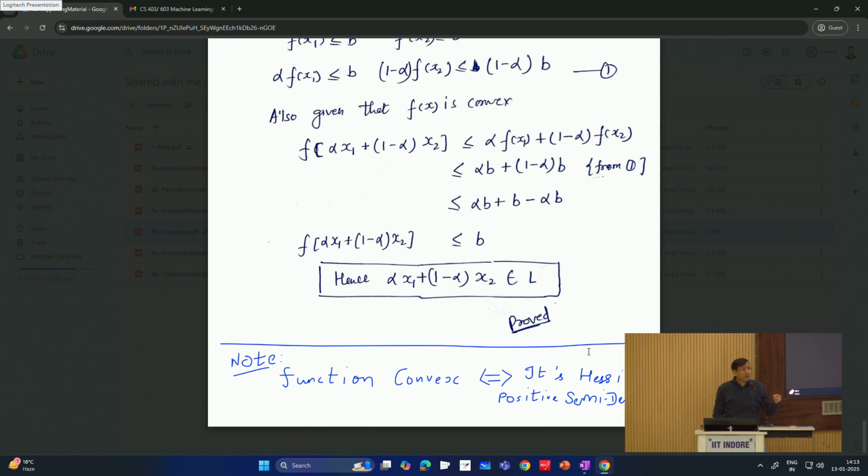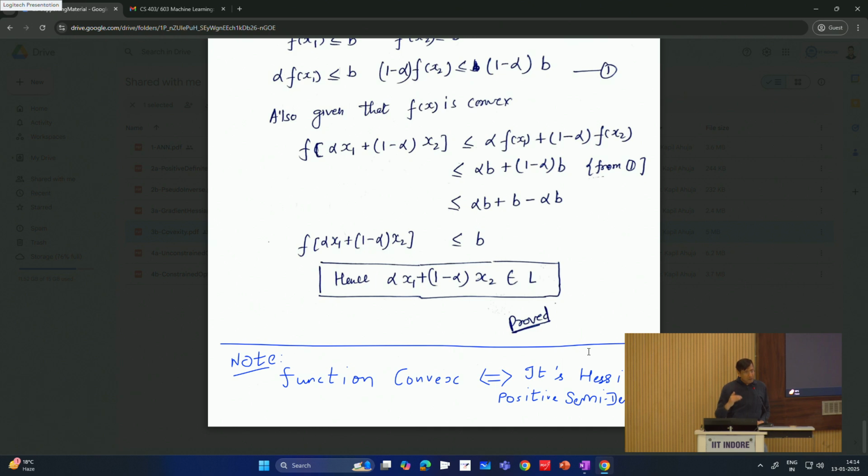I said these are candidates for minimizer, these are not the minimizer. When you take the second derivative and show that it's greater than 0, then you can prove that it is a minimizer. And if that second derivative is positive everywhere, irrespective of the point where you're finding the minima, the stationary point, then it is a convex function and it's a global minimizer.